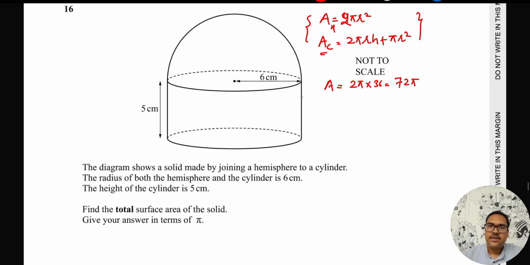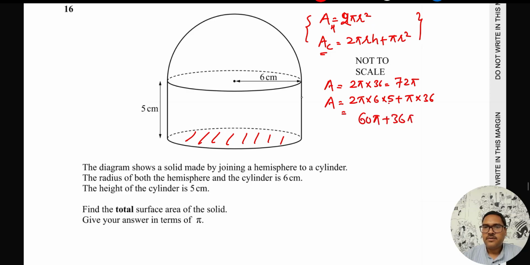What is the surface area of the cylinder? So this is the curved surface area, which is 2 pi r h. What is the radius? 6, correct? And what is the height? Height is given to you, this is 5. And this is pi r square, the circle area. What is the area of this? This is equal to pi r square. What is r square? This is again 36, correct? So this is 30 into 2, that is 60 pi, plus 36 pi, which is 96 pi, correct?